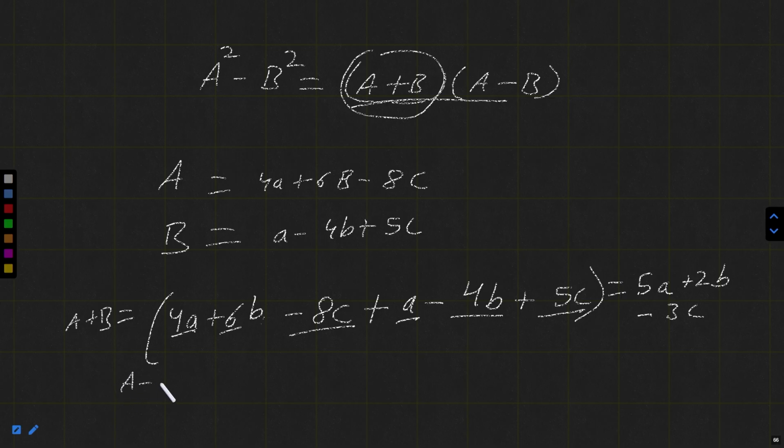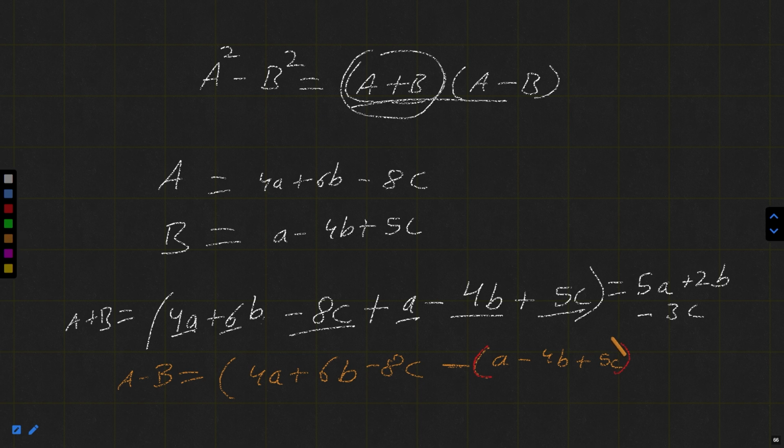Now let's calculate A minus B. A minus B will look like this: A is 4a plus 6b minus 8c, minus, because a minus is there, I am now using brackets so you don't get confused. Bracket, now writing the value for B, which is a minus 4b plus 5c, bracket close, the red bracket gets closed, and now the orange bracket gets closed.